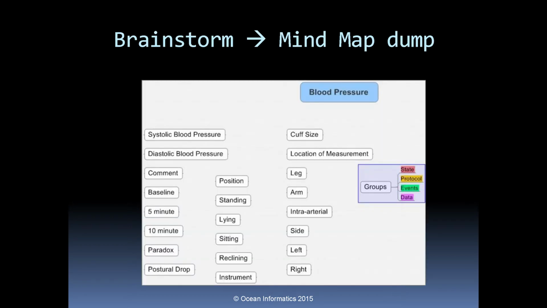Then we did a broader grouping, and we actually then started to look at what else might there be. And we included some other things like the 5 minutes, 10 minutes, paradox, which is when the blood pressure goes up and down when you're breathing in or breathing out, postural drop, when you stand up from sitting, sometimes your blood pressure drops into your boots and people faint, especially old people, all of those kinds of things.